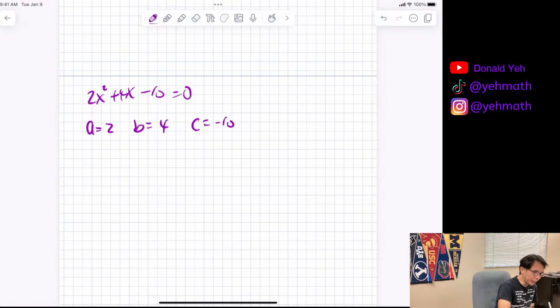Now the quadratic formula is x equal to -b plus minus square root of b squared minus 4ac, over 2a.